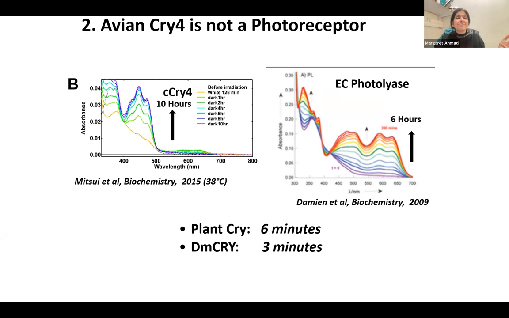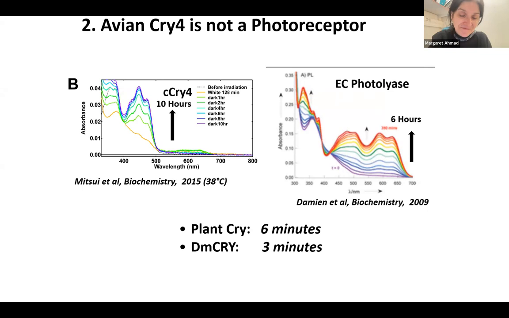Well, it happens, so on the left and under B, I've copied the data for the chicken Cry 4, which is very similar to the robin Cry 4. And it shows that if you isolate the protein and you reduce it, it takes up to 4 hours for that reduced protein to reoxidize. You cannot have a photosensory mechanism which takes 4 hours to reset. It is simply not a photosensor. So this is the other line of data which needs to be taken into account. Next.